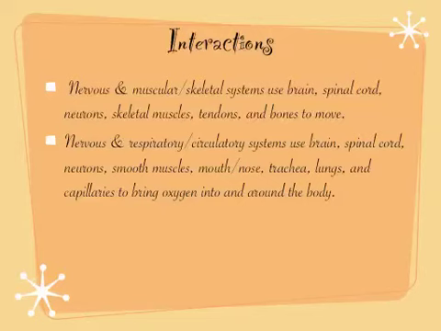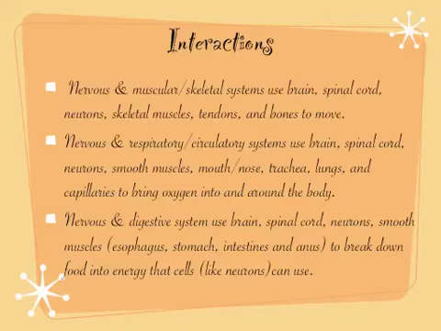The purpose of the nervous and respiratory and circulatory systems to work together is to bring oxygen into and around your body. Remember, oxygen is a very important part of the way that our cells get energy.